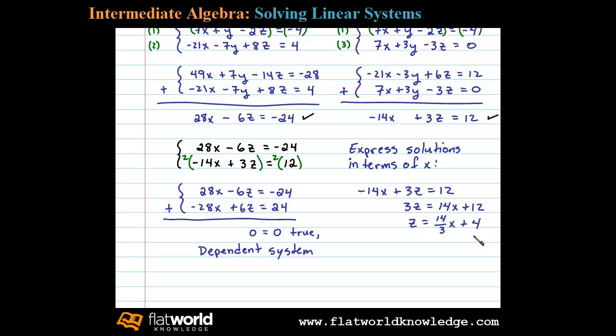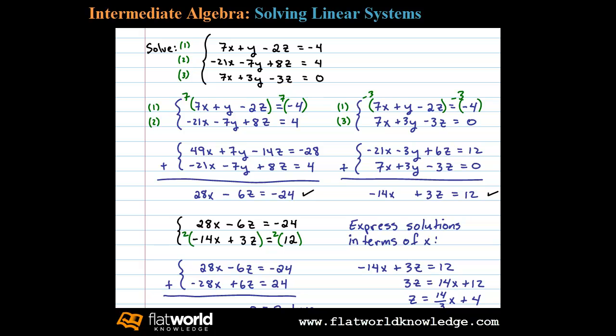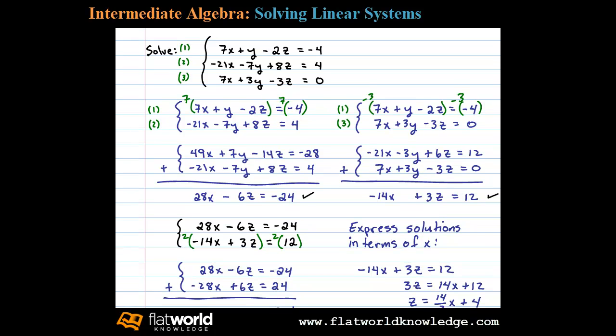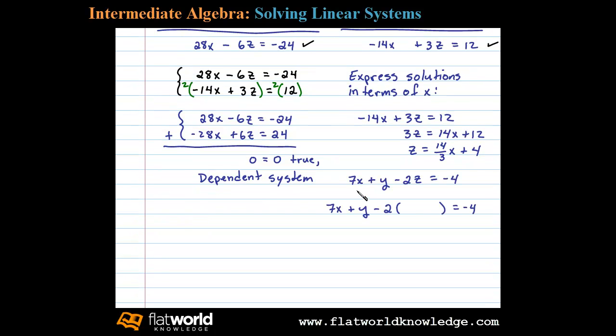Next we need y in terms of x. To find that, we'll use the first equation here in the original system. And so we have 7x plus y minus 2z equals negative 4, in which we'll substitute z here, 14/3 x plus 4. This equation will allow us to solve for y in terms of x.